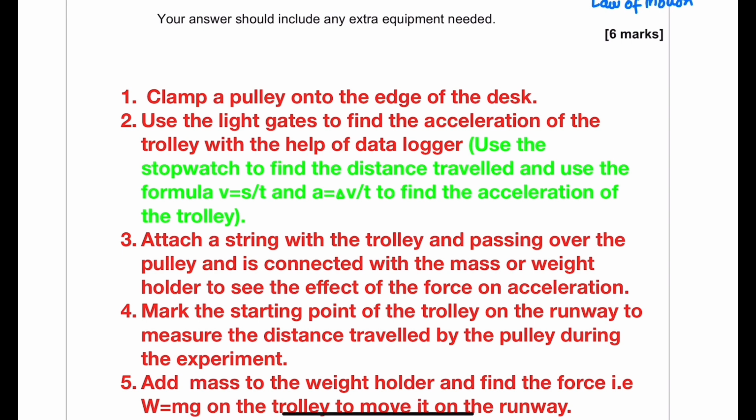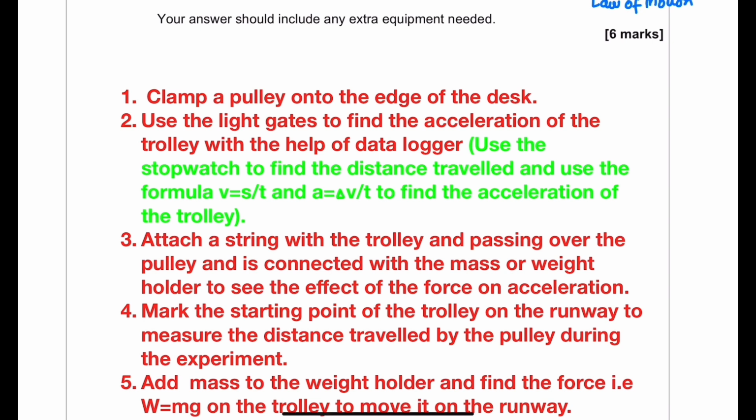Number 1. Clamp a pulley onto the edge of the desk as shown in figure number 16. Use the light gates to find the acceleration of the trolley with the help of the data logger. Or the student can use the stopwatch to find the distance traveled and use the formula V is equal to s over t, and acceleration is equal to delta V over t, to find the acceleration of the trolley.